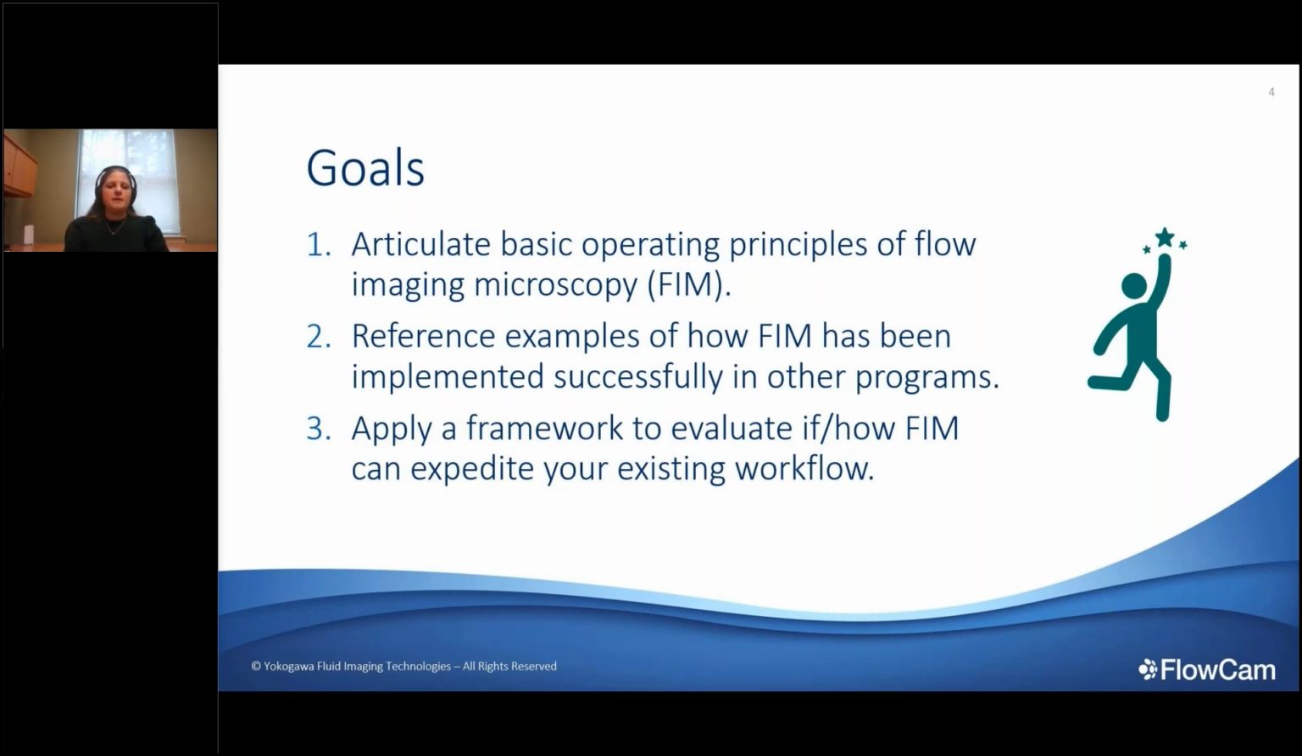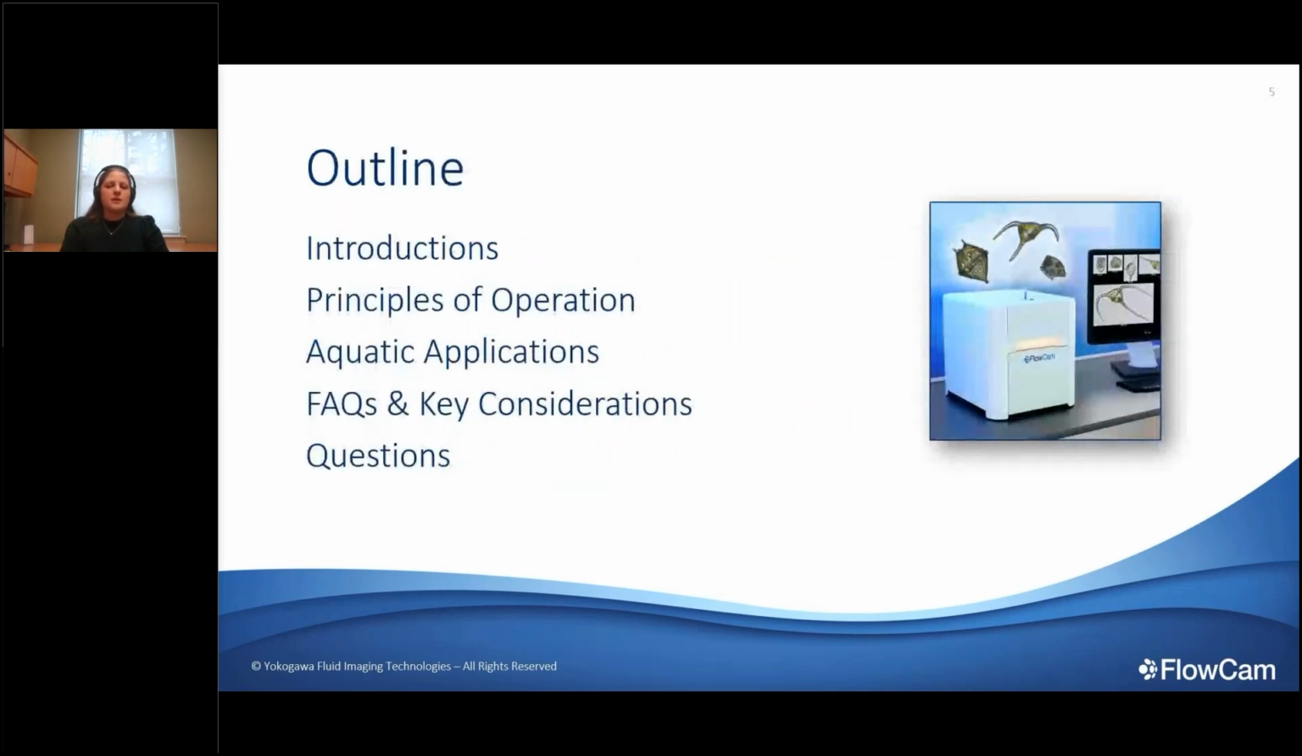And lastly, to provide a framework to help people evaluate if and how FlowCam could potentially help expedite their existing workflows. So we'll accomplish these goals starting with a broad overview of what FlowCam is, basic principles of operation, followed by an overview of some of the most common applications for FlowCam in aquatic sciences, where we'll sprinkle throughout some case studies and peer-reviewed research to help illustrate the breadth and depth of the different ways FlowCam is used around the world. And then we'll end with some frequently asked questions and key considerations for people that may be evaluating FlowCam for their needs. And then lastly, we'll end with the Q&A session.